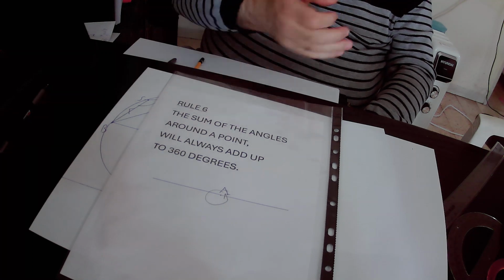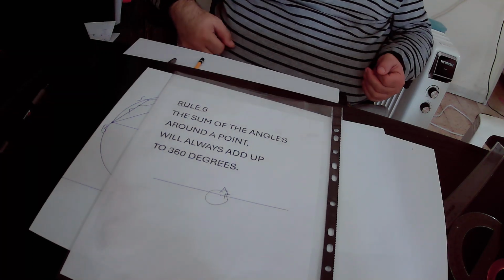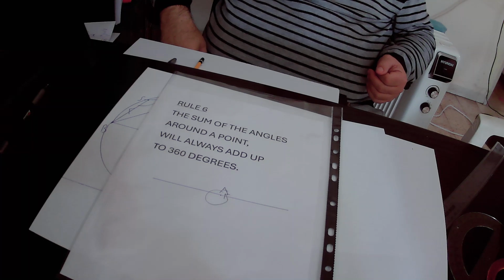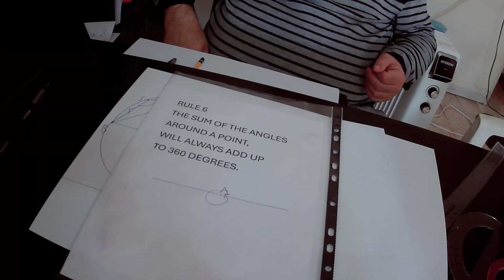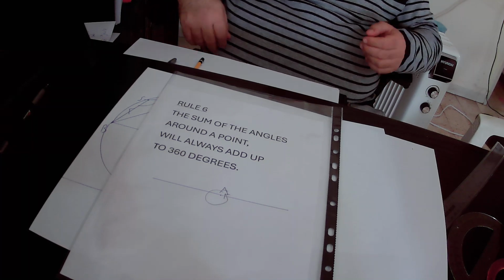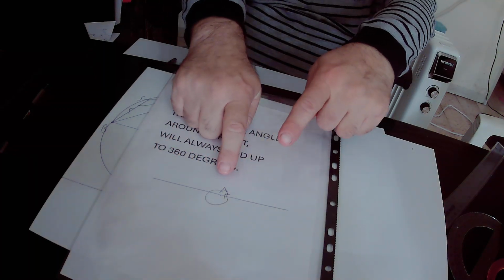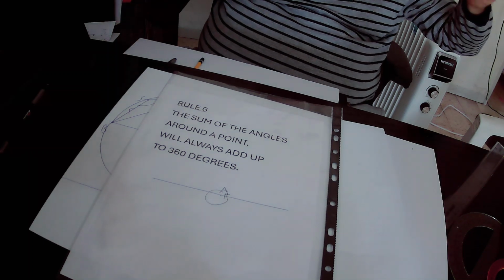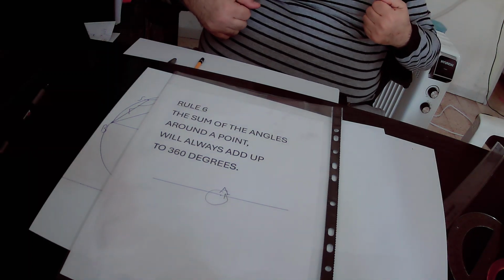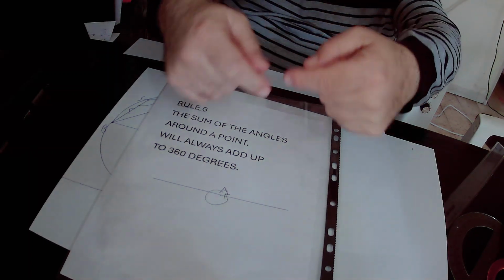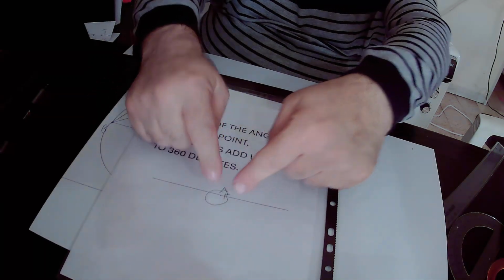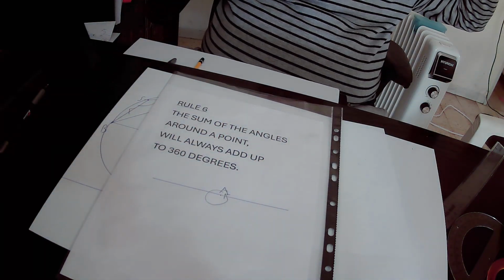So here we can implement rule number 3. According to rule number 3, the sum of the angles on the upper side of this straight line at point A equals 180 degrees. From the other side, the sum of the angles on the lower side of this straight line at point A must also equal 180 degrees.